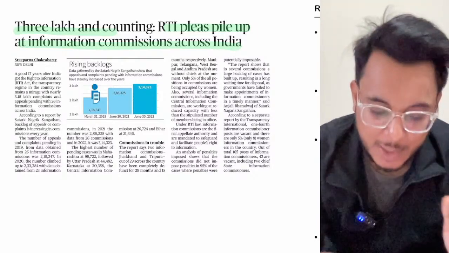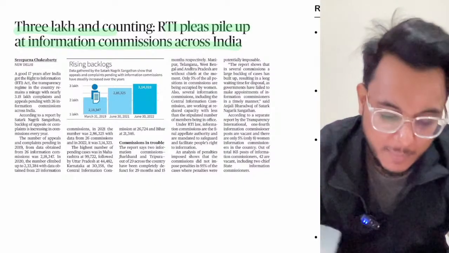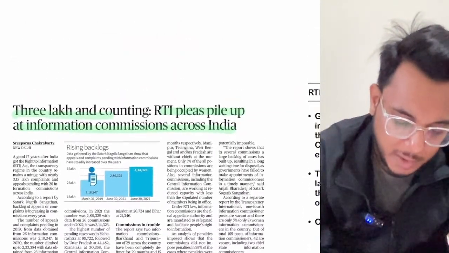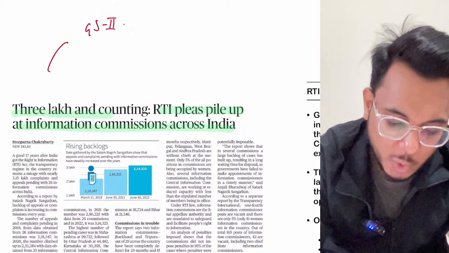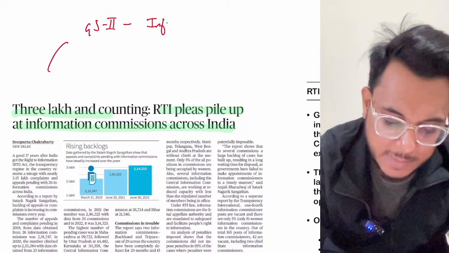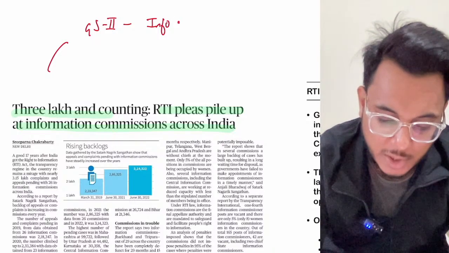So we'll see. Now this particular article, first of all, where will it be important? This article would be important in GS paper number 2, issues related to information. GS paper number 2, issues related to information sharing. Even information sharing as a topic has been mentioned in GS paper number 4.